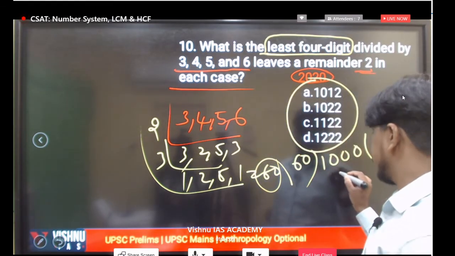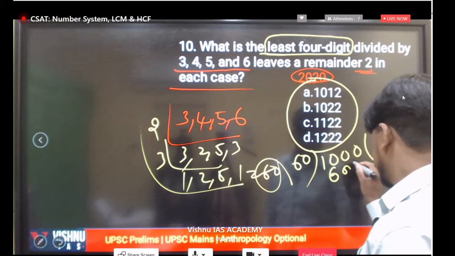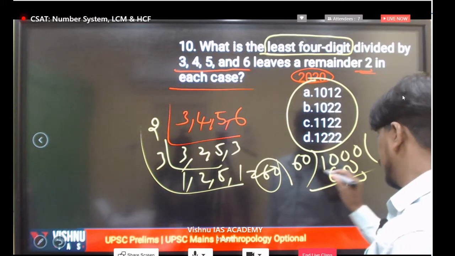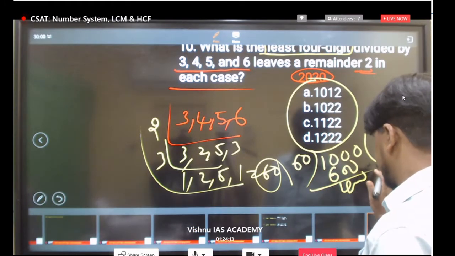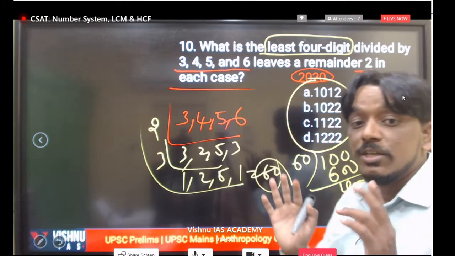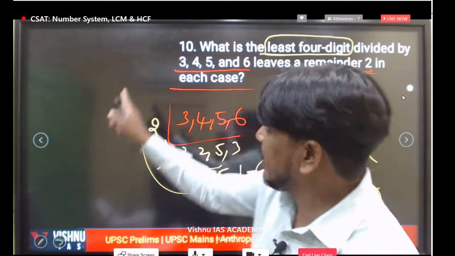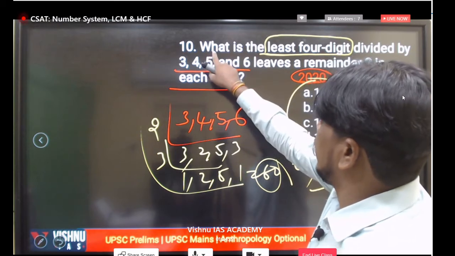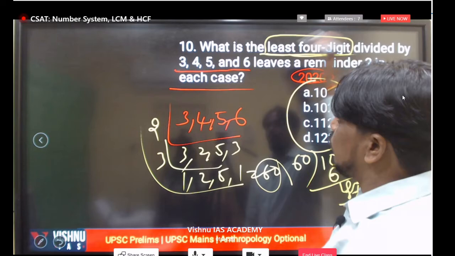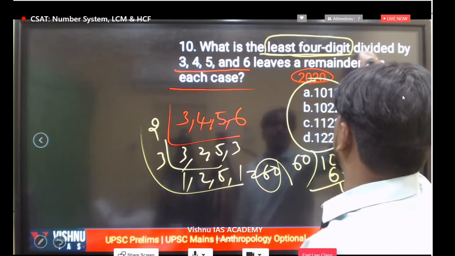So what will we get? Finally, how much do you get? 400, and if you do 6 times, 36. Finally you get 40 as the remainder. So the remainder we are getting is 40. But the condition, just listen once again, observe and understand here. What is the least 4 digit number divided by 3, 4, 5, 6 that leaves a remainder of 2?